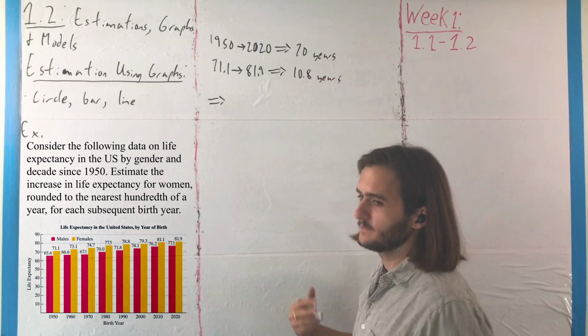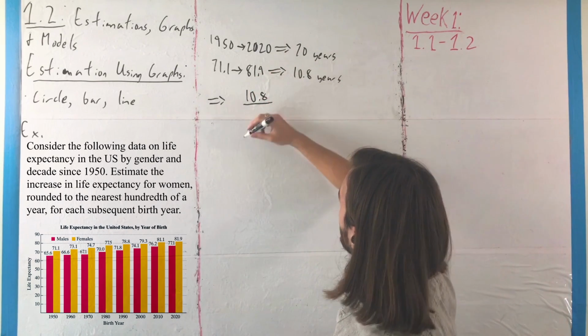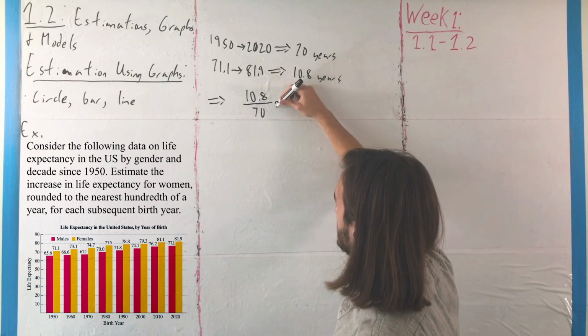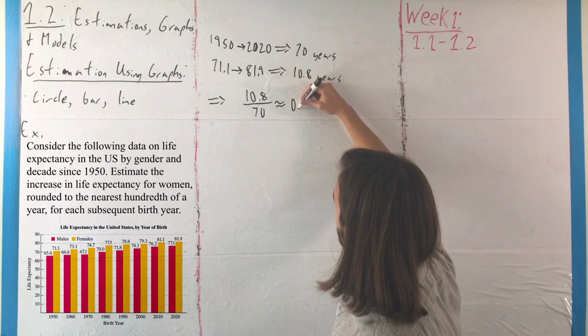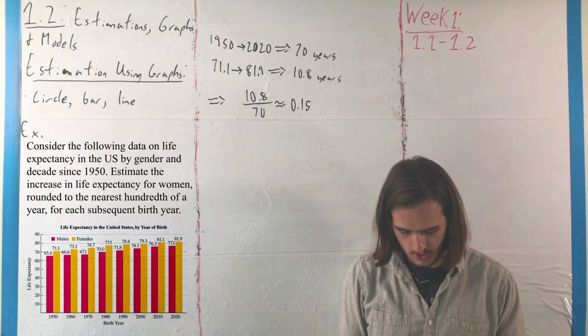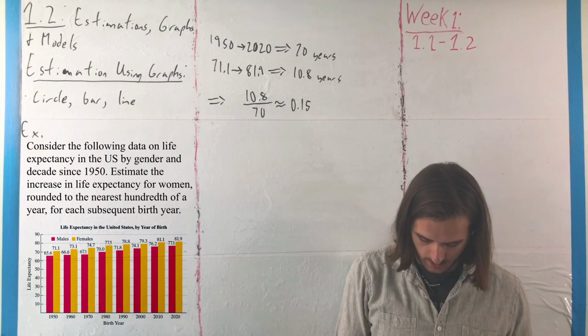So our change per year, in this case, is going to end up being 10.8 over 70, or about, rounding to the nearest hundredth, as it asks for, 0.15 years per year. That tells us what we are expecting the change to be.